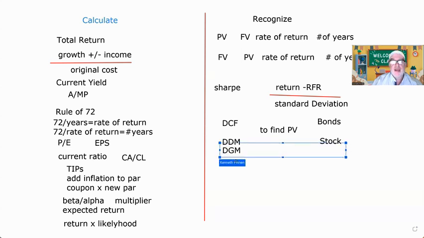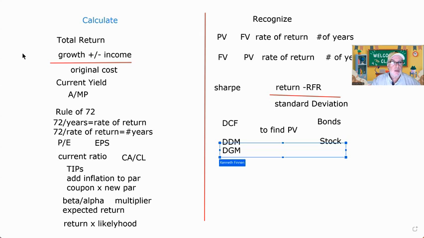So DCF is you're taking all the future values and bringing them back to find present value. Dividend discount model and dividend growth model, we're taking all the future dividends of a stock and bringing them back to get a present value or an expected price for the stock or the bond. Dividend growth model assumes that the dividend's growing. Dividend discount model assumes the same.